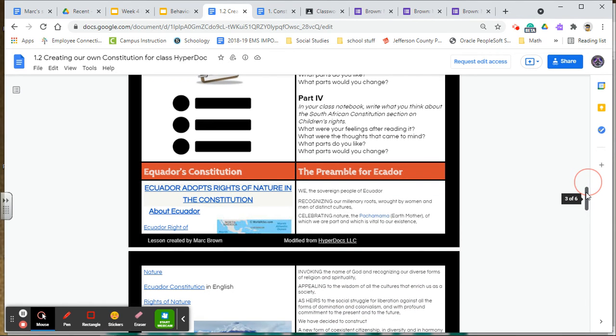Remember, South Africa is a country. It doesn't describe the southern part of Africa, even though it is the southern part, but it is a country. The next thing you'll do is Ecuador's constitution. And they have something unique in there, which is called the rights of nature. So in other words, nature gets rights also. So citizens get rights, but who defends nature? So it's your obligation, your responsibility to protect nature in Ecuador.